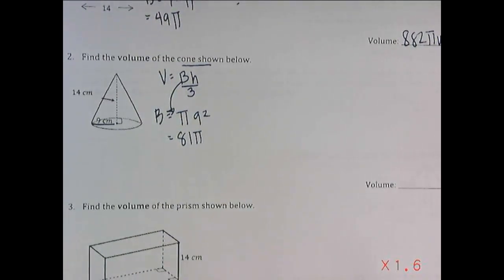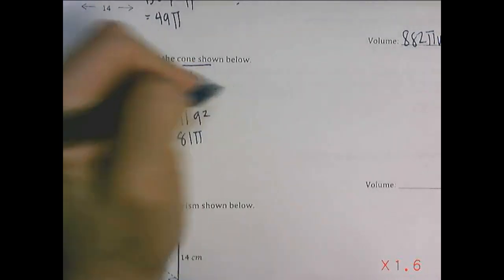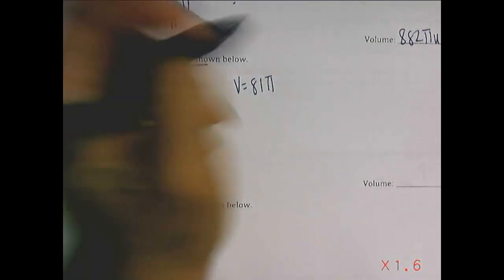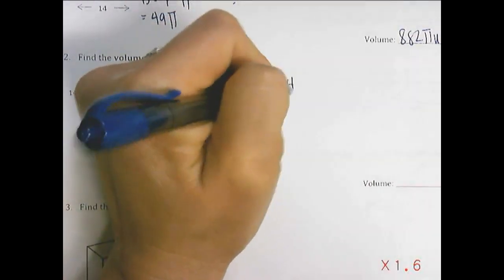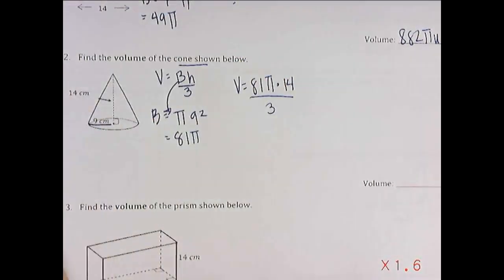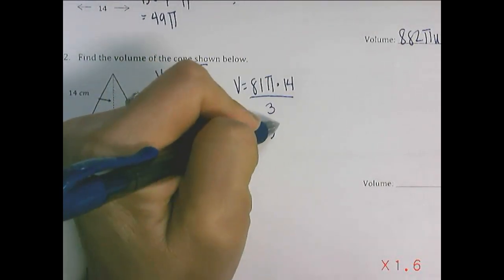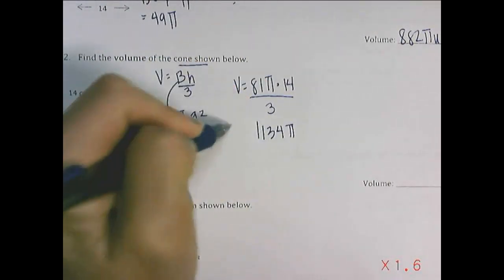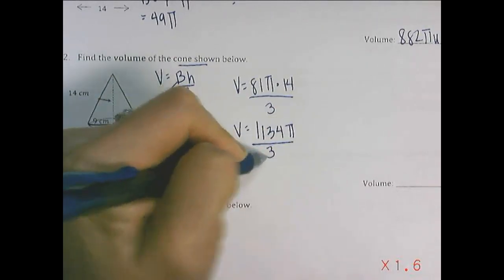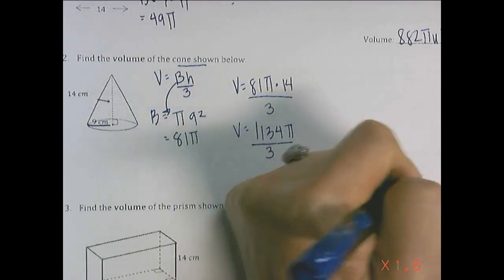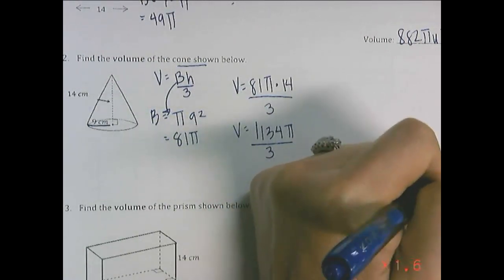All right. Well, now I'm going to need to multiply it by my height. So volume is going to be equal to 81 pi times my height, which is 14, and divided by 3. That's going to give me 1,134 pi, and then I'm going to divide that by 3. And I'll get my volume is 378 pi centimeters cubed.